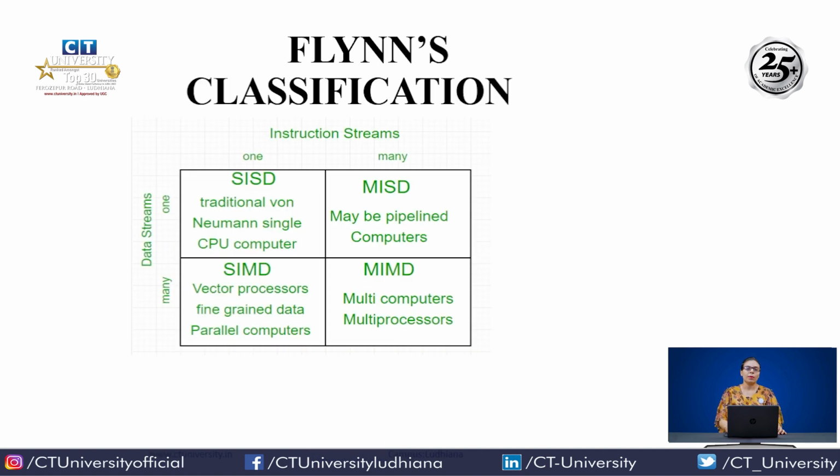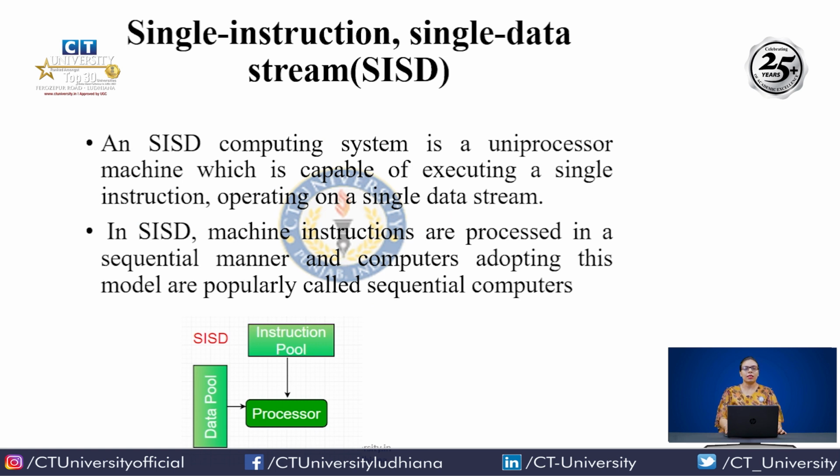So the very first topic is Flynn's classification. It depends upon two factors: first is instruction stream, second one is data stream. So it is broadly divided into four categories, that is SISD, SIMD, MISD, MIMD. First category is SISD, that is single instruction, single data stream. As its name clears, it executes a single instruction at a time, and these are basically uniprocessors.